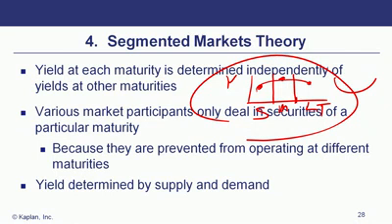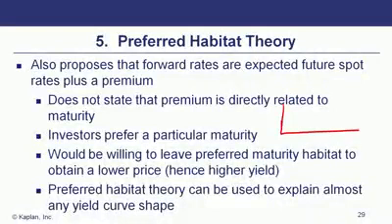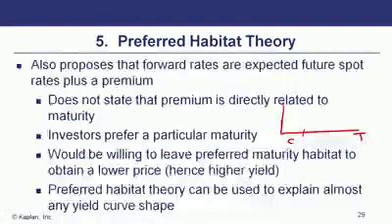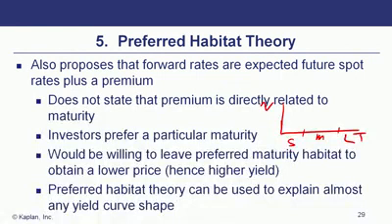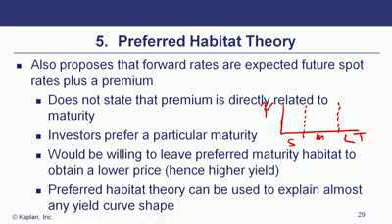So the last one is preferred habitat. Preferred habitat says, if we're looking at time, we have some people that want to play short, some people that want to play medium, and some people that want to play long, looking against yields. But the difference is, rather than drawing those fixed lines, what I could do is draw dashed lines. So now, rather than having segmented markets where people have to play short and have to play medium and have to play long, they have a preferred place. They prefer to be medium, they prefer to be long, they prefer to be short.